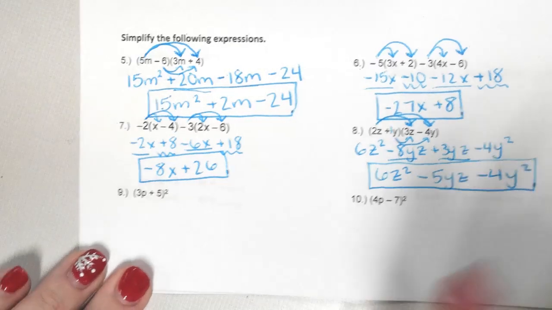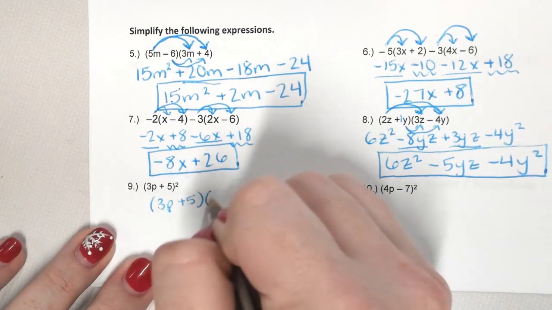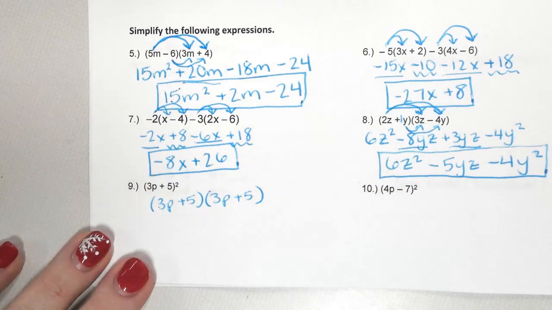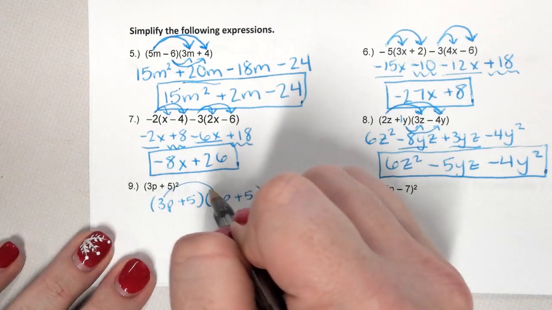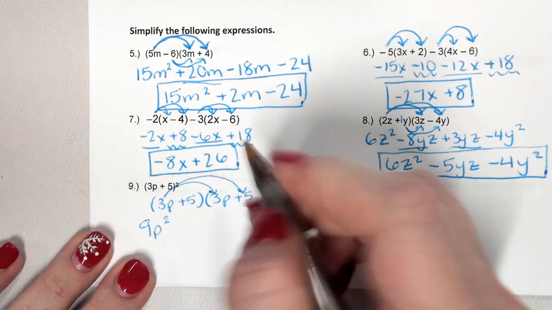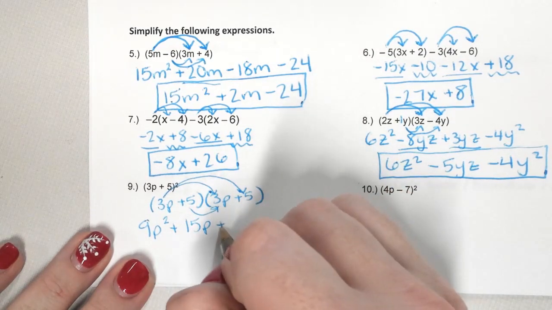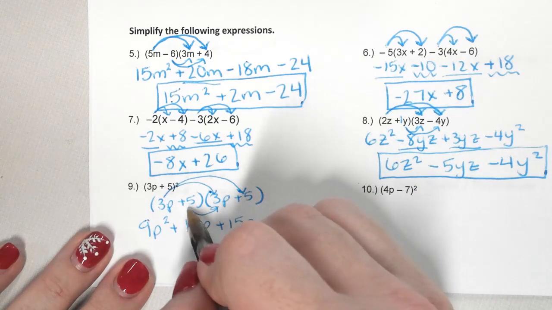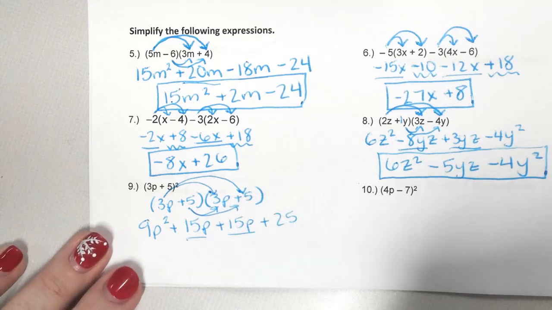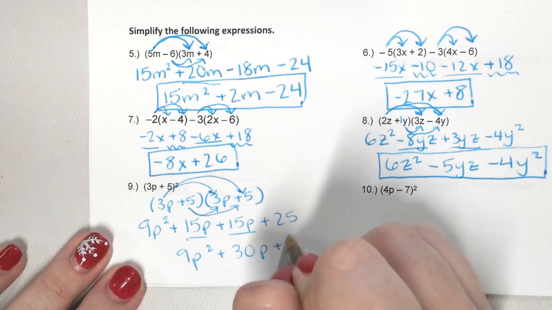Okay, here squared means twice, so it just means you're going to write the same thing twice. And then you're going to double distribute just like we did on 5 and 8. So 3p times 3p is 9p squared. 3p times 5 is 15p. 5 times 3p is positive 15p. And 5 times 5 is positive 25. The middle two are the only like terms, so we have 9p squared plus 30p plus 25.